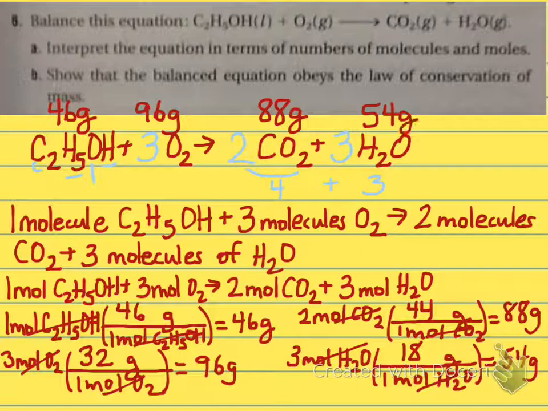Again, according to the law of conservation of mass, the mass of my reactants and the mass of my products should be equal. So 46 plus 96 is 139 grams. And 88 plus 54 is, did I do something wrong? 46 plus 96. Yes, I did that math wrong. It's not 139, it's 142.